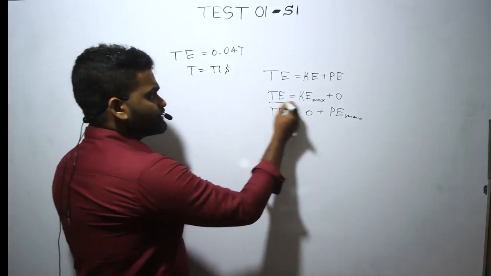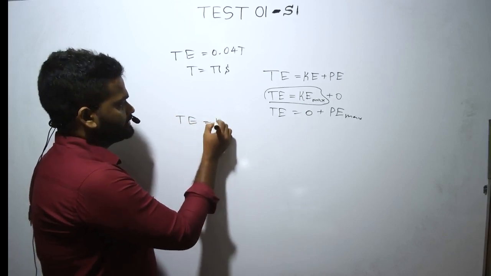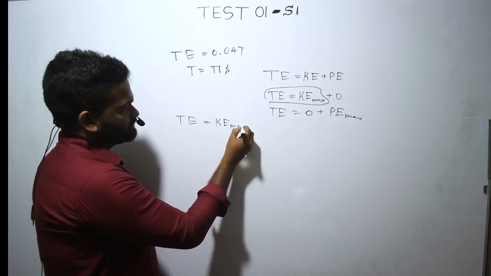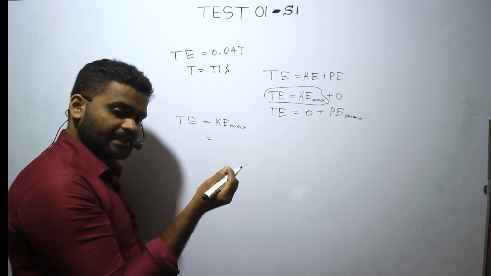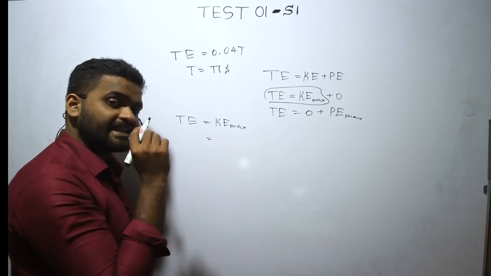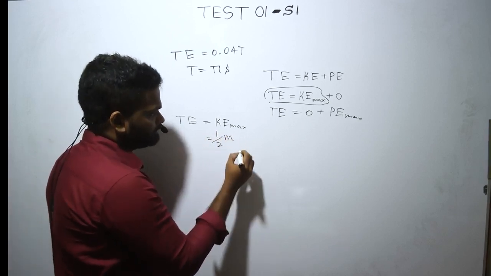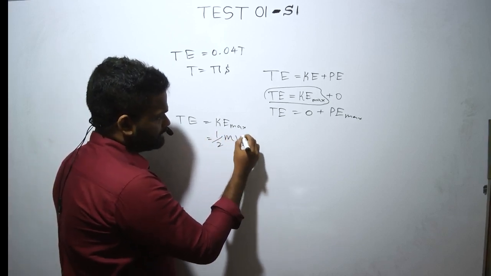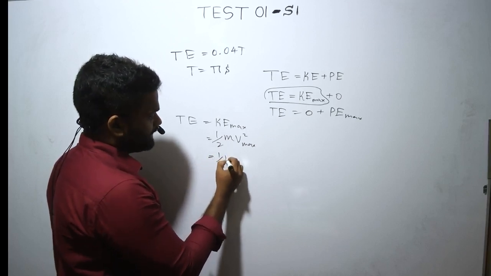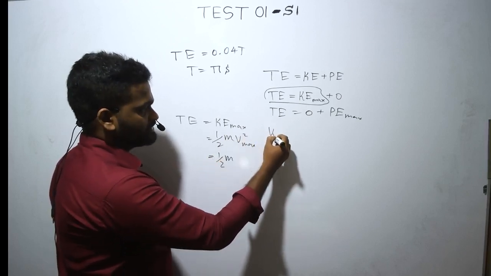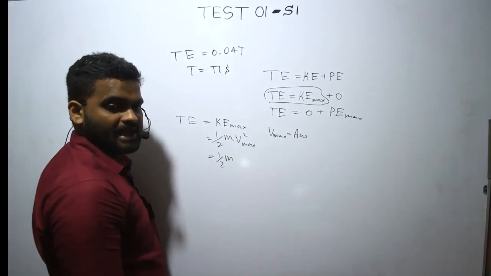Using this one, I'll derive that. We know that total energy is equal to KE max, right? KE max means kinetic energy at the center. So what's the equation? Half m v max squared. So we have half m, v max means A omega, right? A omega, that is v max.